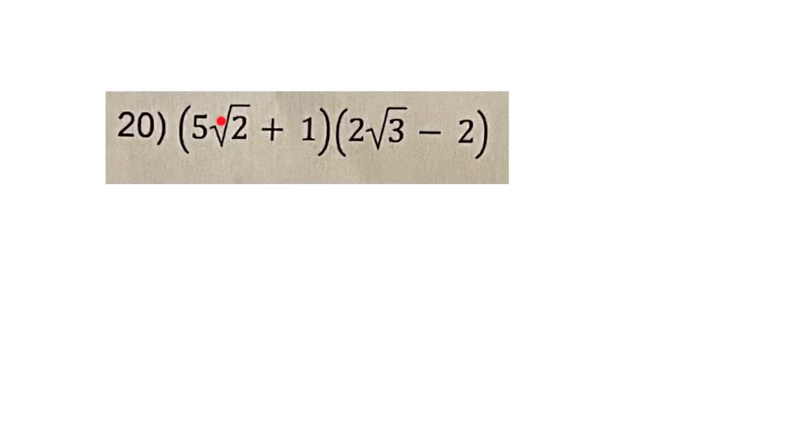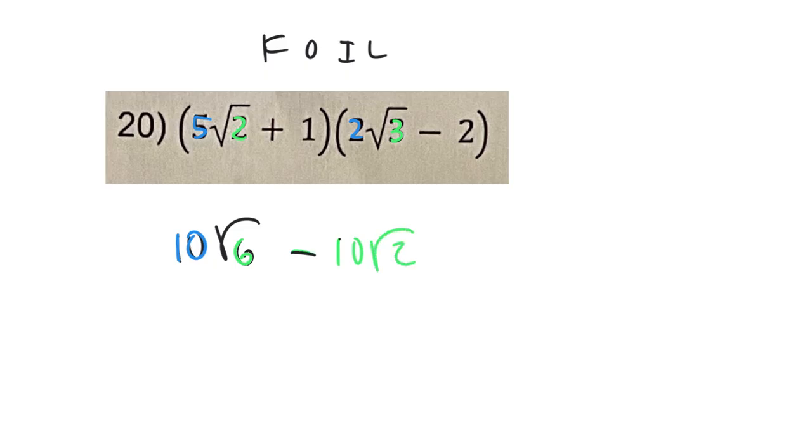Okay, is it as simplified as could be in the beginning? Yes, it is. Okay, time for FOIL. So first times first would be 10 radical 6. Notice how the blue outside parts got multiplied together, became a 10, and the green inside parts became that green 6. Outer times outer would give us negative 10 radical 2. Inner times inner would give us plus 2 radical 3. Last times last would be negative 2.